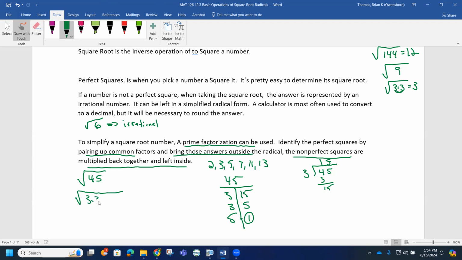Notice that 3 times 3 represents a perfect square. So since this is a perfect square, that comes out as a single factor, a 3. So I can write that as 3 radical 5. So that's called simplifying a radical.